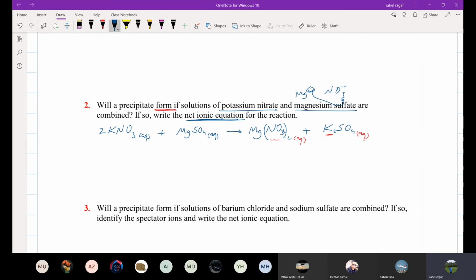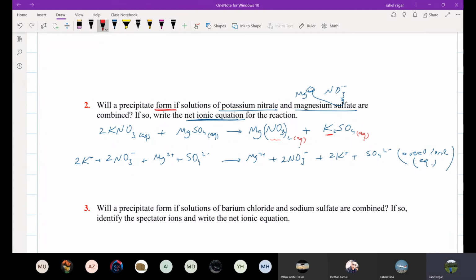Let's write the overall first. Let's make all of them ions. 2K, 2NO3, Mg 2 plus, SO4 2 minus, Mg 2 plus, because it's aqueous, 2NO3, all right, 2K, and 1 SO4. So this is the overall or total ionic equation.